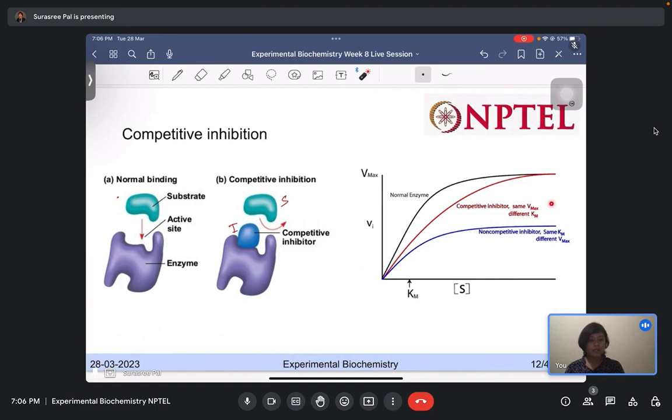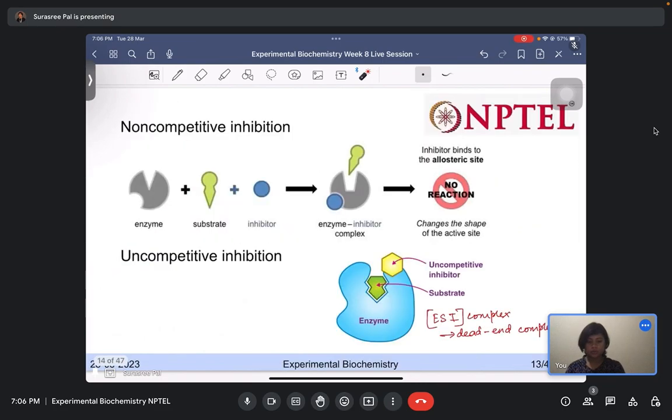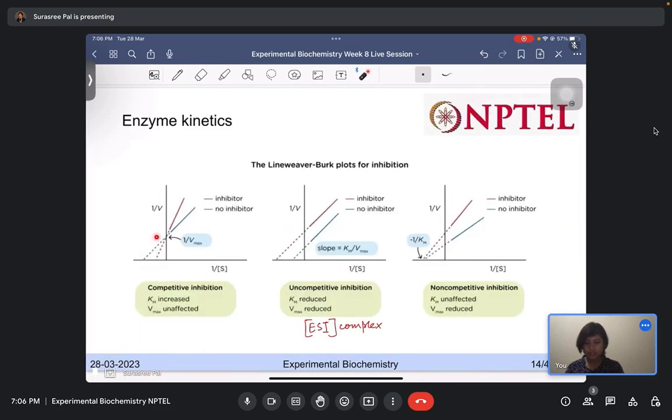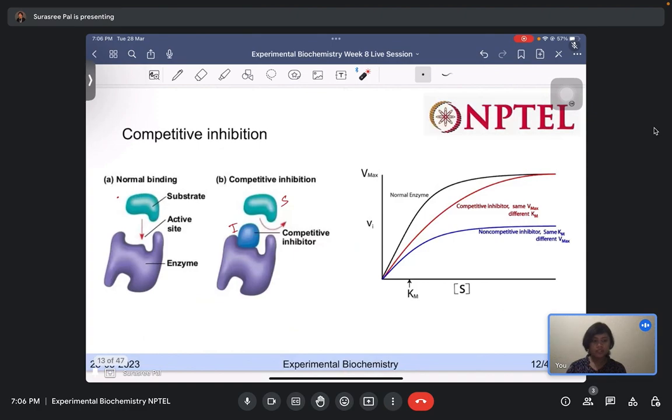But when a competitive inhibitor is present, the Km value becomes different. There is an increase in the Km value. We will also see it here, and again we will discuss it in terms of the Lineweaver-Burk plots. But the Km value here will increase in case of a competitive inhibitor.